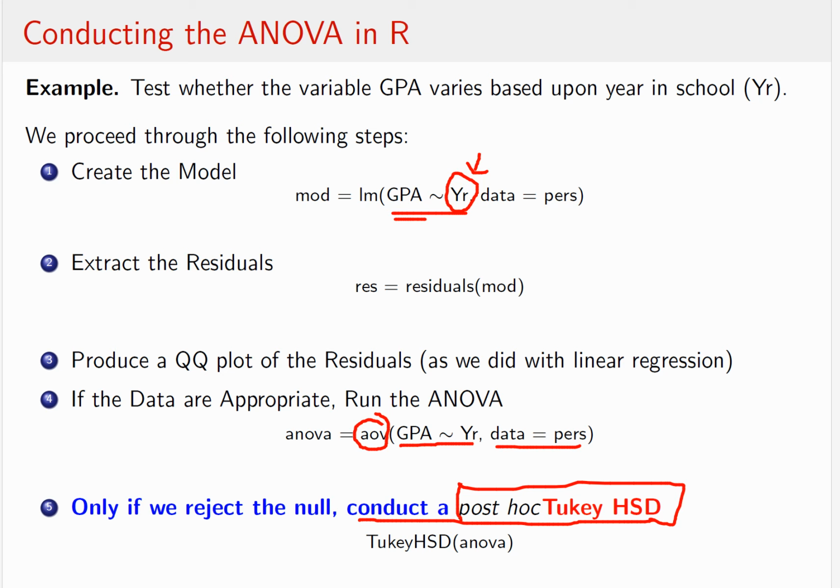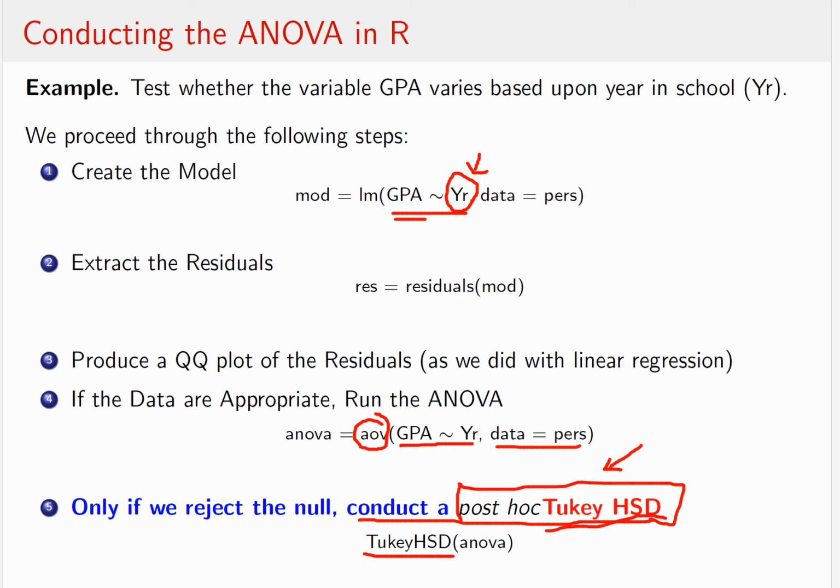Post hoc, I believe, is Latin for after the fact. Tukey HSD, the HSD stands for honestly significant difference. And what it does is it goes through the groups pairwise and determines where the honestly significant differences are. However, it's not pairwise t-tests. It's designed to control the overall alpha. Okay, so our alpha doesn't explode like it does with t-tests, but we do get the pairwise comparisons from the Tukey HSD test. And the call for that is just TukeyHSD.